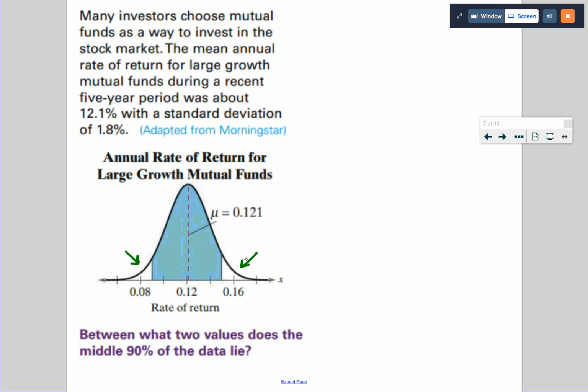It says many investors choose mutual funds as a way to invest in the stock market. The mean annual rate of return for a large growth fund during a recent 5-year period was 12.1%, standard deviation of 1.8%. Between what two values does the middle 90% of the data lie? So in order to do this problem, you have to find those z-scores first that are on either side of your 90% that they're giving you, right? And then from there, once you have the z-score, you can find the x values. All right, go ahead and try it.